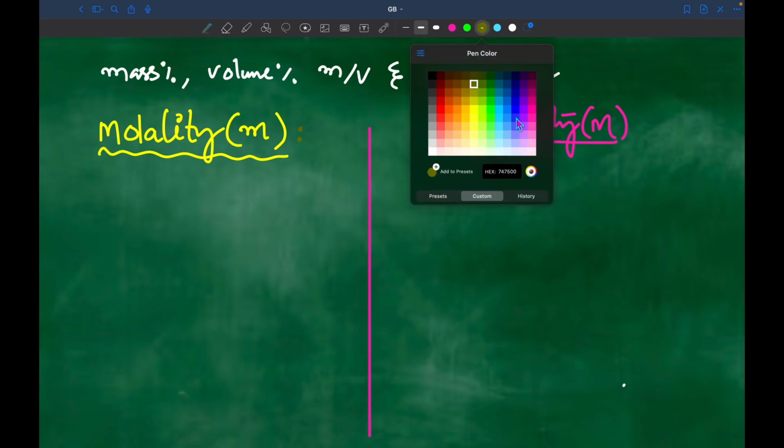So what color looks better on this? Green nadavadu. Okay.